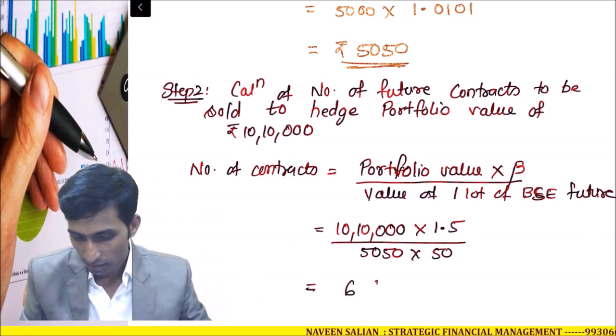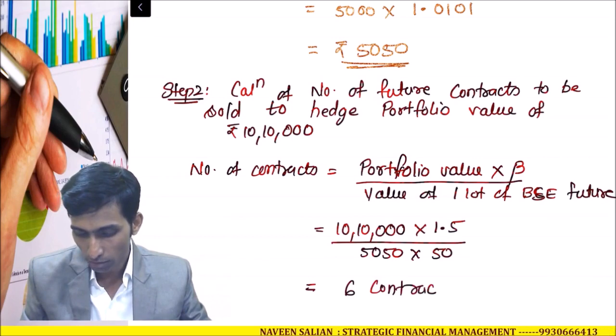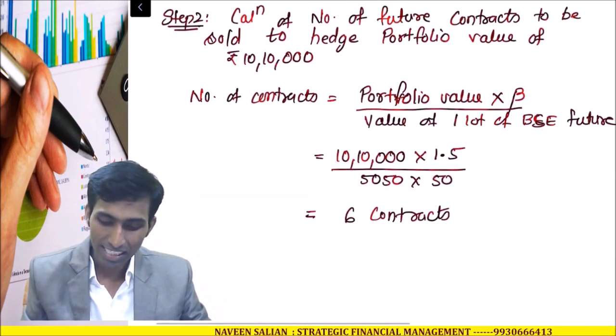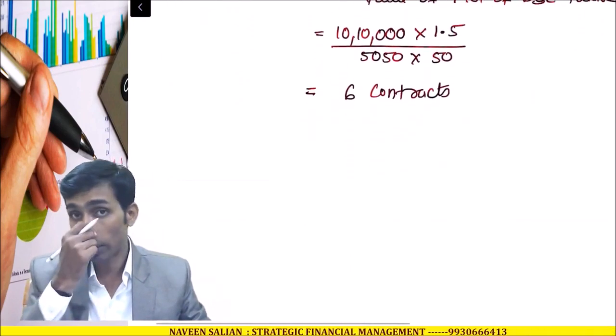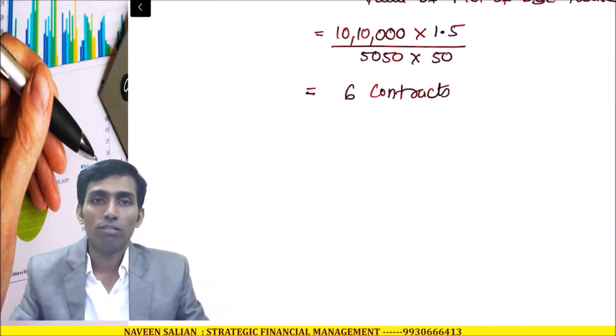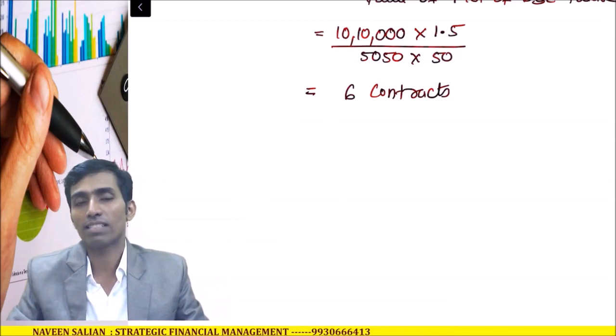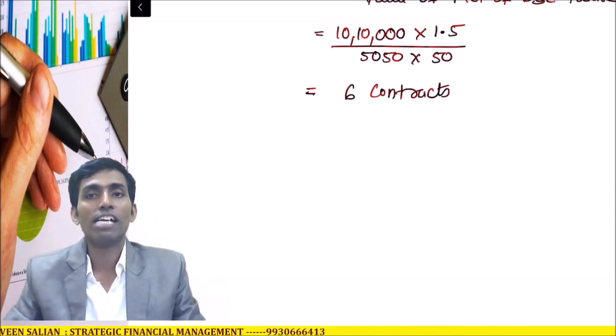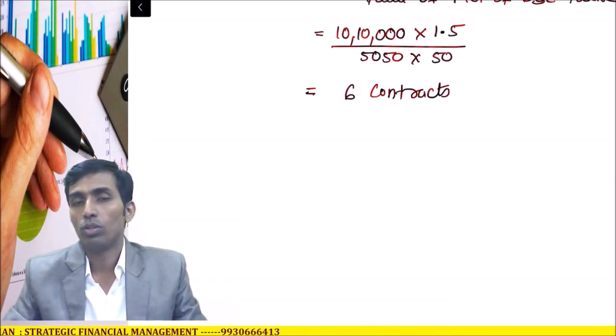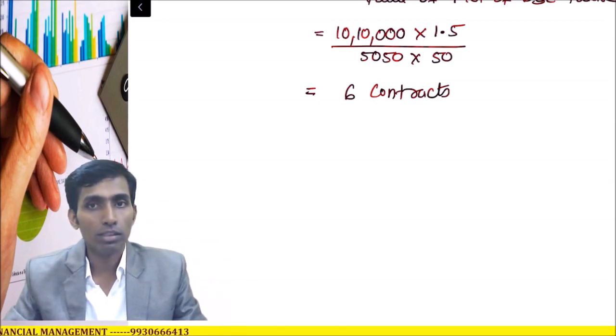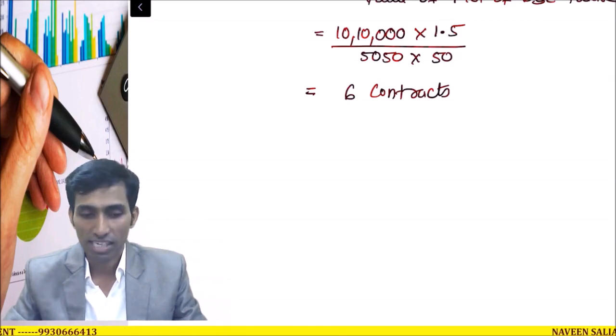Please check whether you're getting 6 contracts or not. Please do this: 10,10,000 into 1.5 upon 5050 into 50. The answer should be 6 contracts. That means to hedge the portfolio value of 10,10,000, you should take 6 BSE future contracts. Okay.